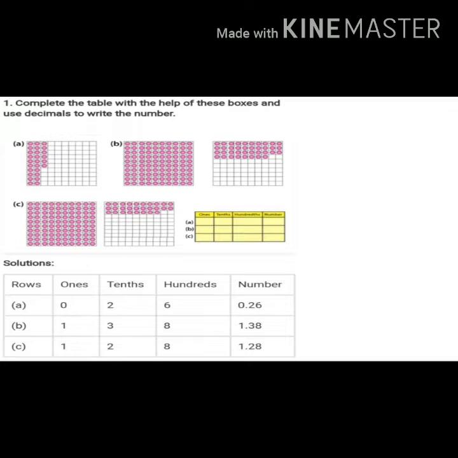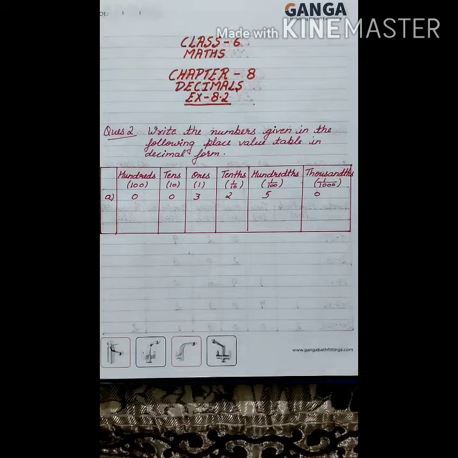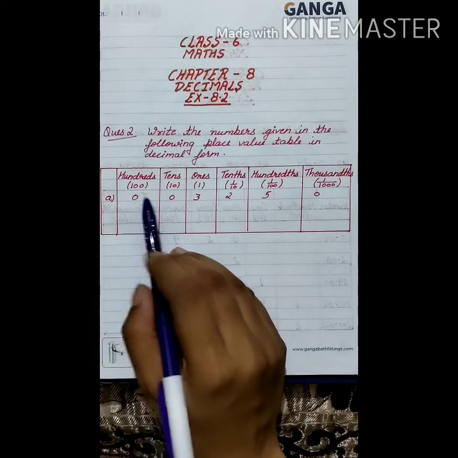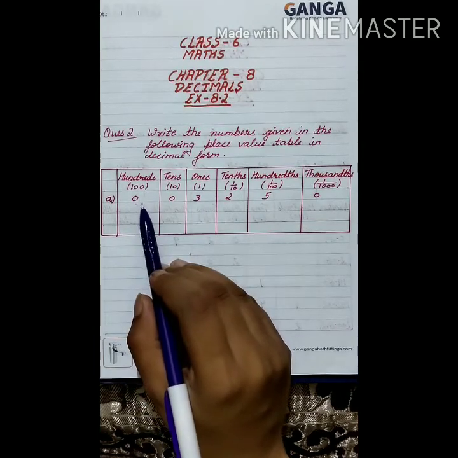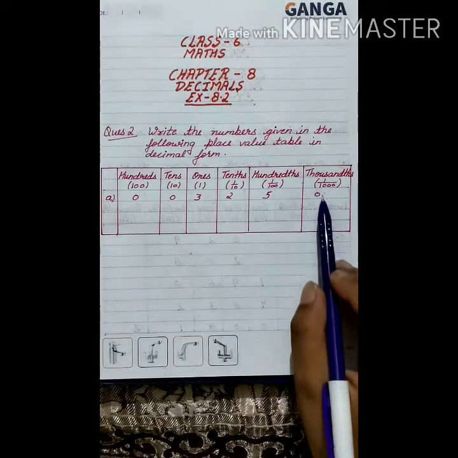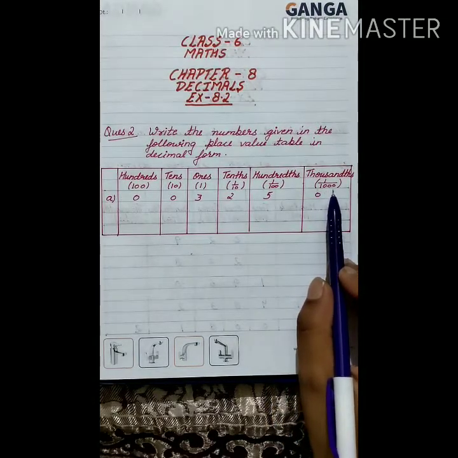Children, C part is similar to our previous two parts, so I am giving it to you as homework, try to understand. Question number 2. Write the numbers given in the following place value table in decimal form. In this question, we have to convert this place value table into decimal form. Firstly, we are given position values and face values. 100, 10, 1, 1 upon 10, 1 upon 100, 1 upon 1000 represent the position values.